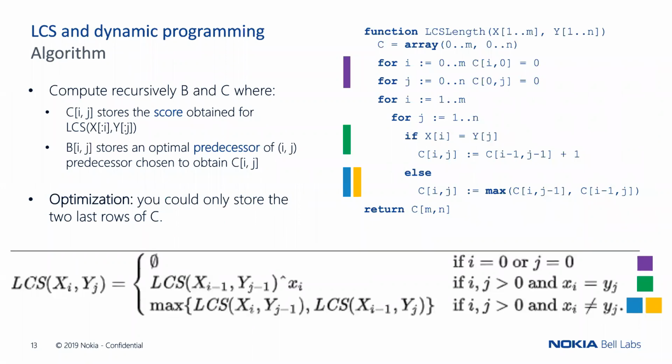And in the literature, you have plenty of optimizations to compute LCS more quickly for two arbitrary strings. So if you are interested in this kind of optimization, you could look, for example, at the paper presenting the threshold algorithm that shows how you could save some computation.